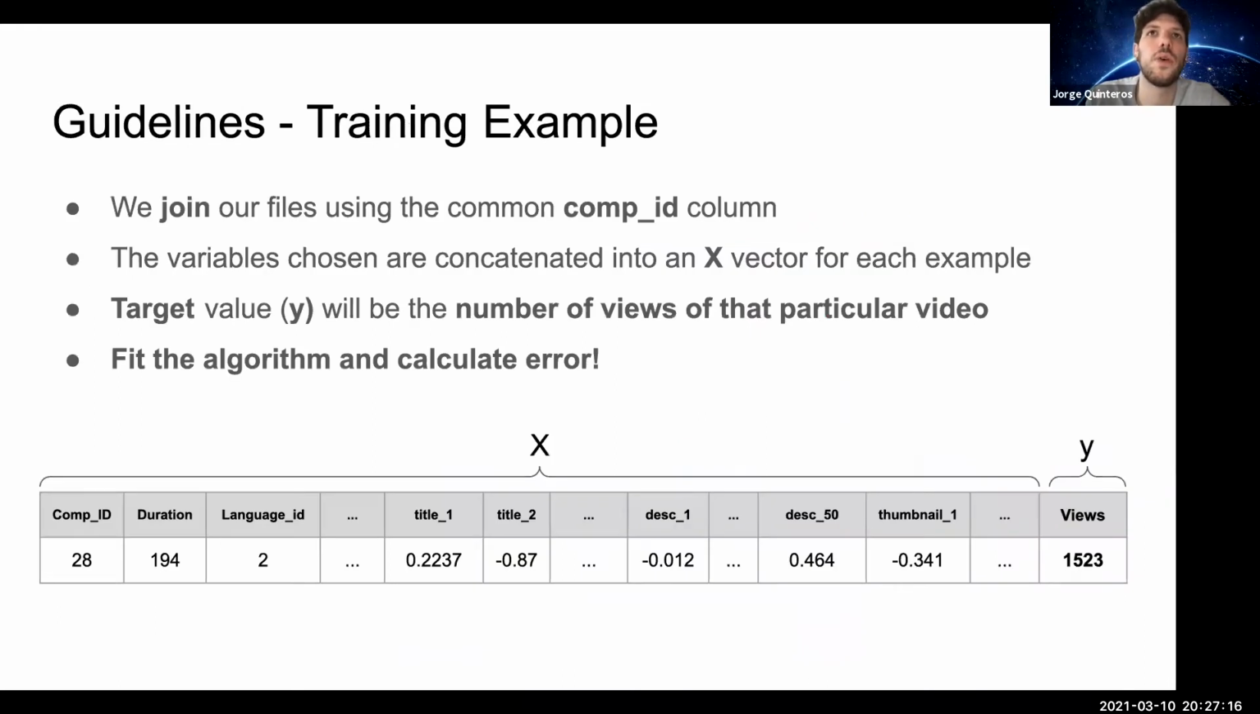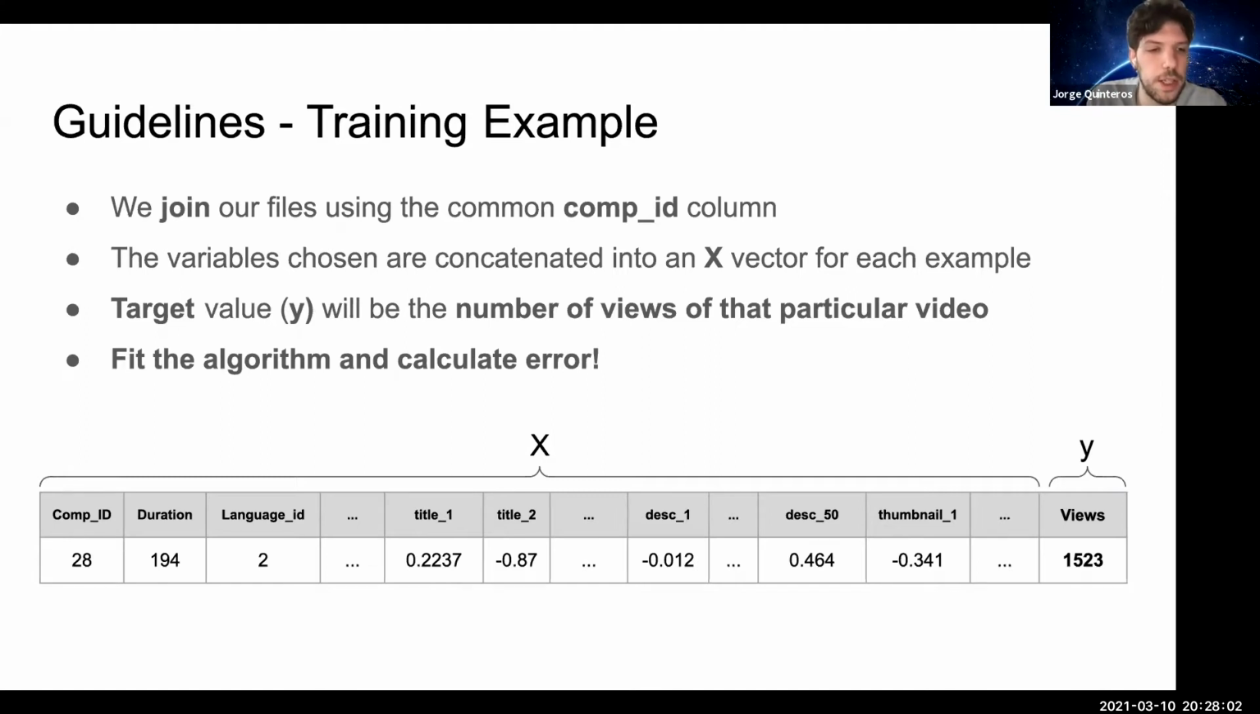Okay, so finally, to give an example of how the input may look. After examining our data files, we take the data from the different files that we want to use. We join them and create a concatenation of data to form a big vector X for each example. Our target value will then be the number of views for a particular video in the example, and we will call this Y. Finally, we train or feed our algorithm with thousands of these examples so that our model can make predictions on the test data later. So this is how it can look.